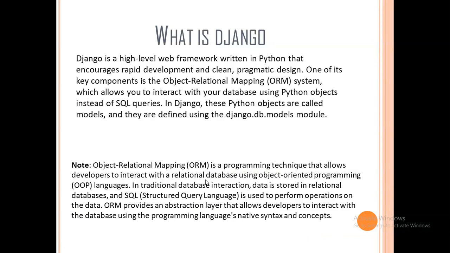One of its key components is the Object-Relational Mapping (ORM) system, which allows you to interact with your database using Python objects instead of SQL queries. In Django, these Python objects are called models, and they are defined using django.db.models.